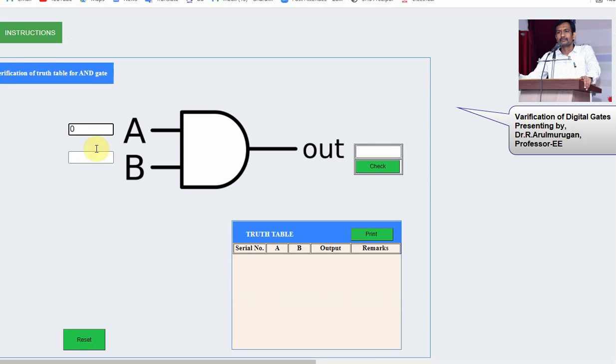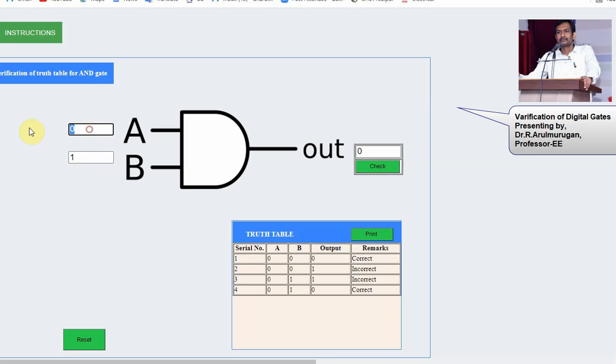You can give 0, 0. What is the output? The output is 0. Check it. Yes, correct. No, if the output is 1, the bulb glows, that is an incorrect statement. Then 0, 1 you can give. If the output is 1, that is incorrect. What is the output? 0. Okay. Then 1, 0. What is the output? That is also 0. Check it. Yes, that is also correct.